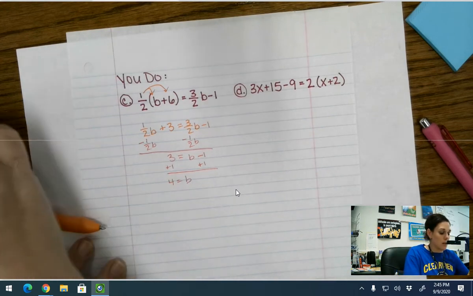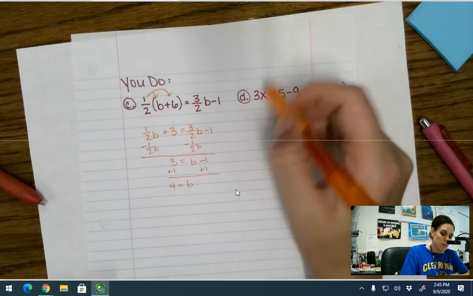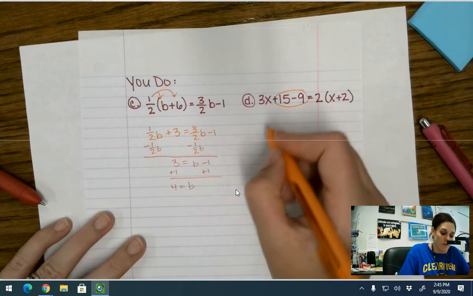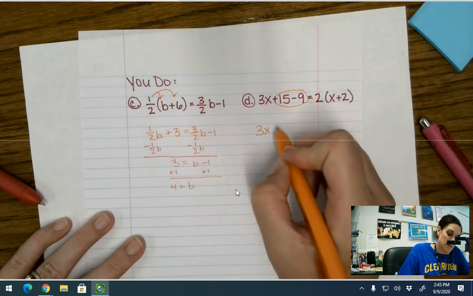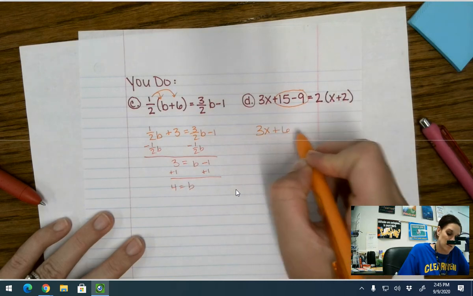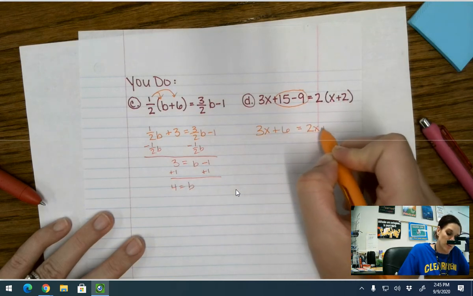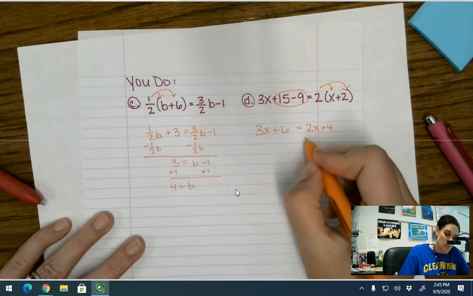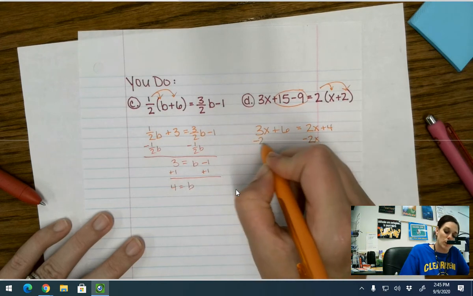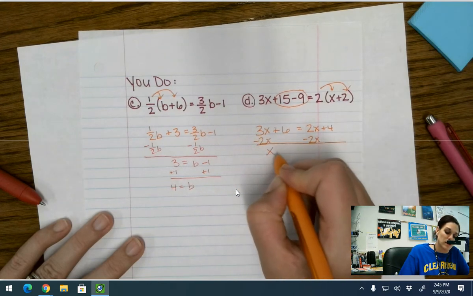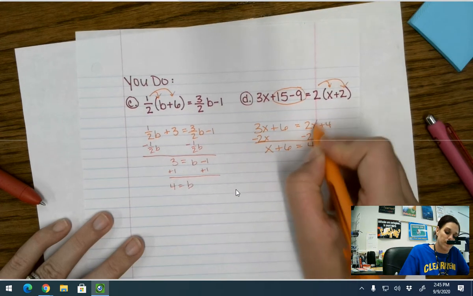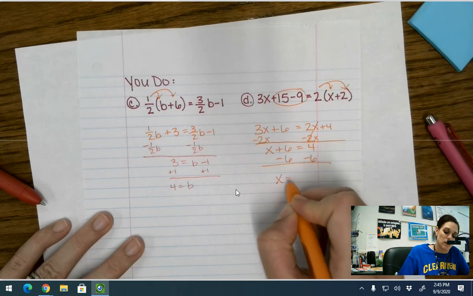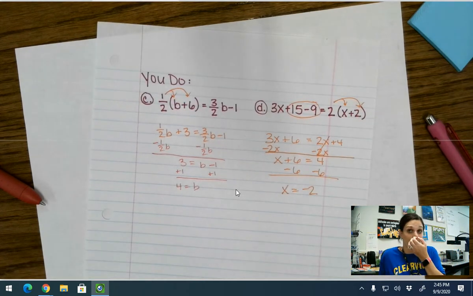Okay, let's take a look at this other problem. All right, so we have 3x. So I can combine 15 minus 9. It's a math problem we've been doing forever. All right, 15 minus 9 is 6 equals 2x plus 4. So I distributed both sides of these. I'm going to now move my smaller x. So I'm going to subtract 2x from both sides. So x plus 6 equaled 4. I'm going to now subtract 6 from both sides. So x equaled -2. Did you get those right?